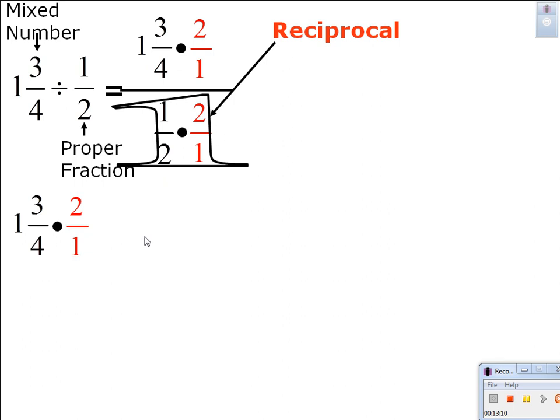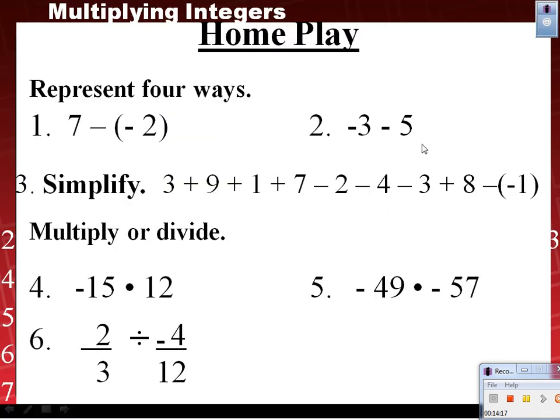Okay? Now, do you need to use that process? No. I'm just showing you where it came from. But you already know how to do the division of fractions, yes? All right. So once again, home plate for tonight. Piece of cake. So now you know how to do number 6, yes? And all these. All right?